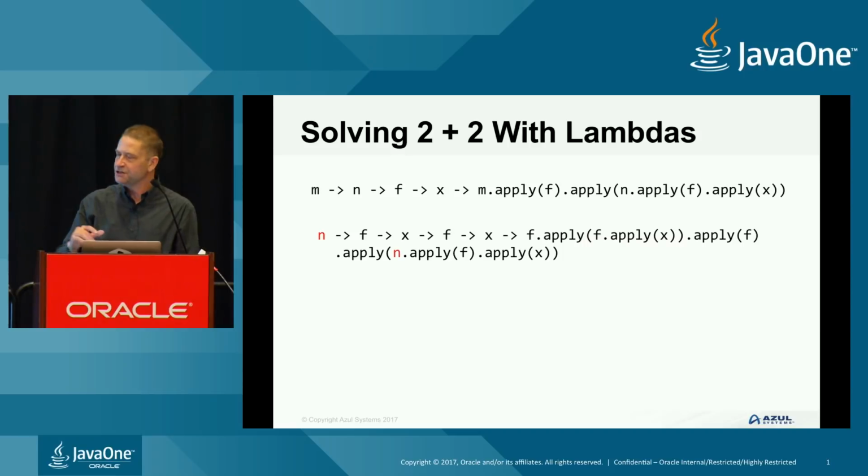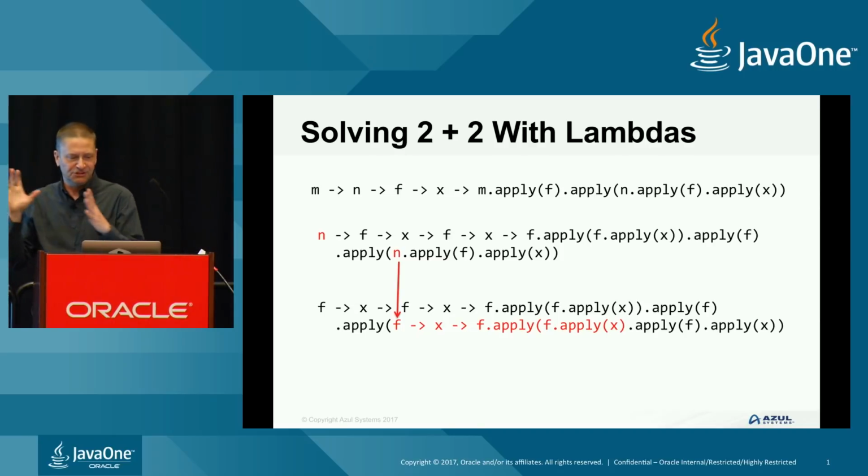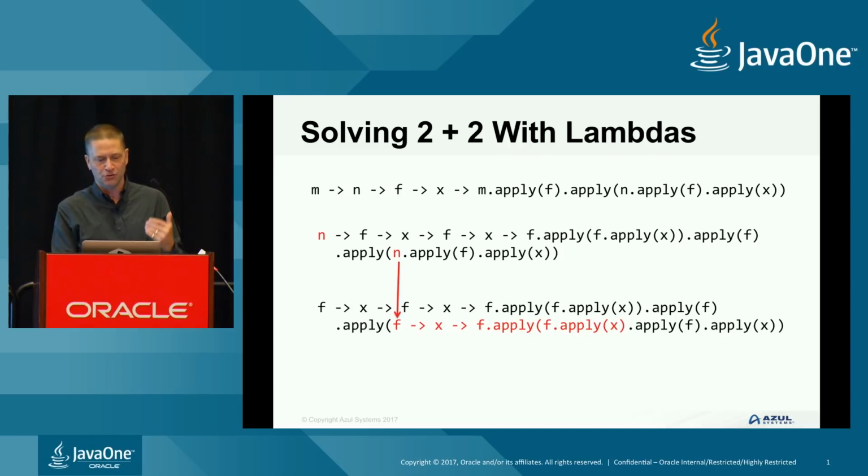And then what we need to do is the same thing for n. So n is 2 as well, so we'll replace the n that we have there with the lambda expression for 2, and we end up with quite a long lambda expression, but it doesn't quite look like 4 yet. So we have to do some reduction on this.